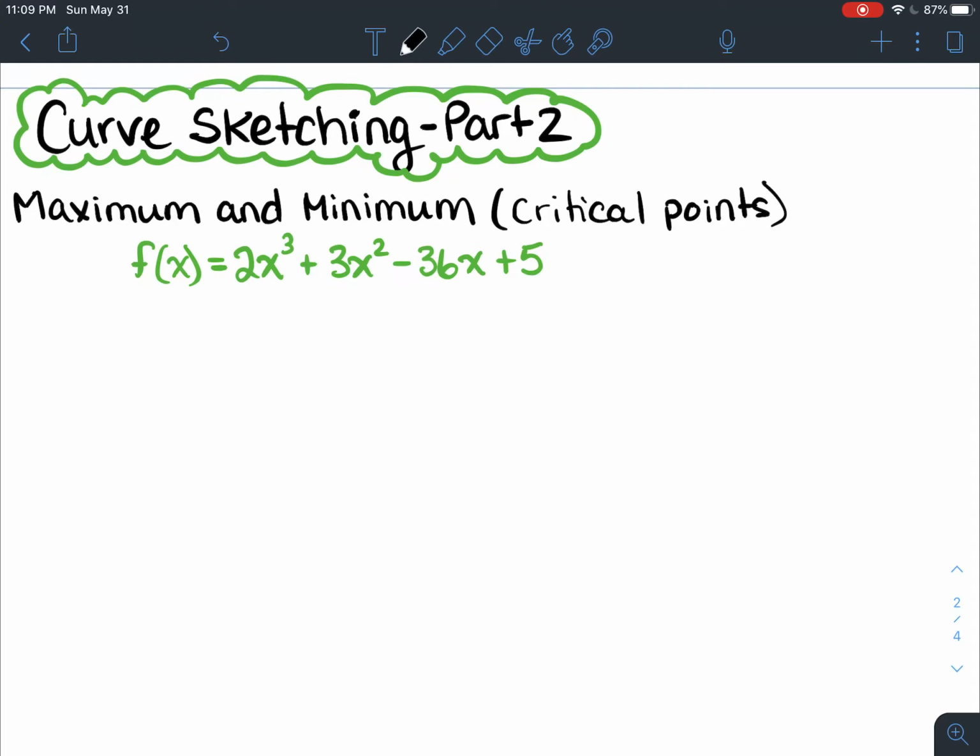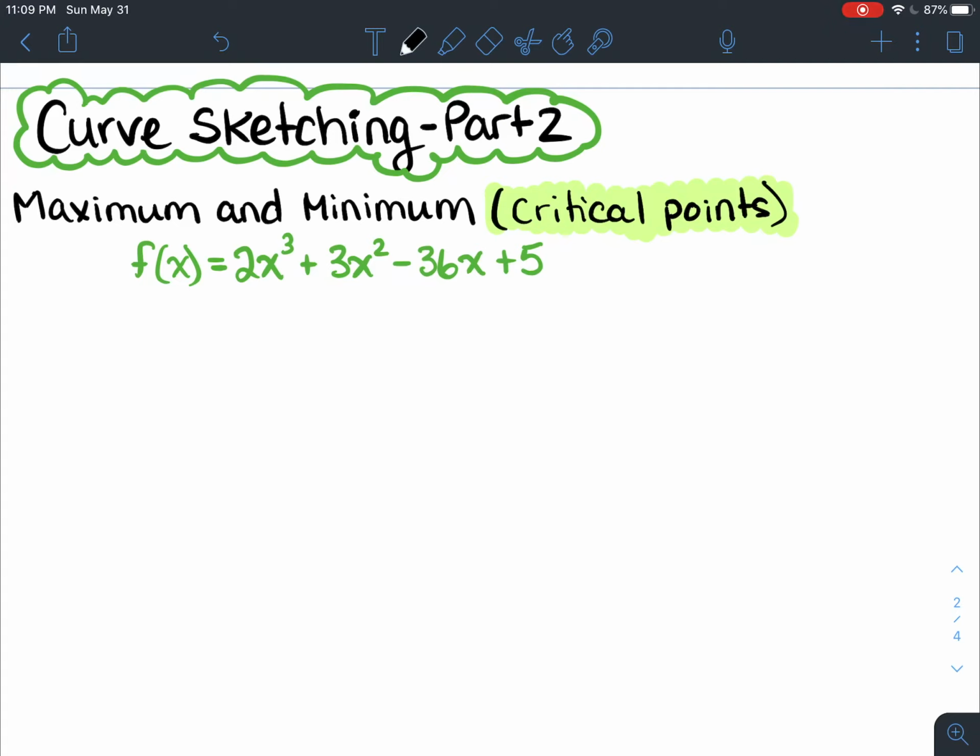So if you want to find a maximum or minimum, also called, which is really important, critical points. We call maximum and minimum values critical points because they're so critical. Or we could also call them extreme values or extrema. Holy, so many different names.